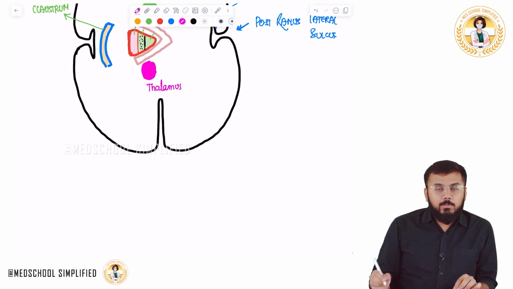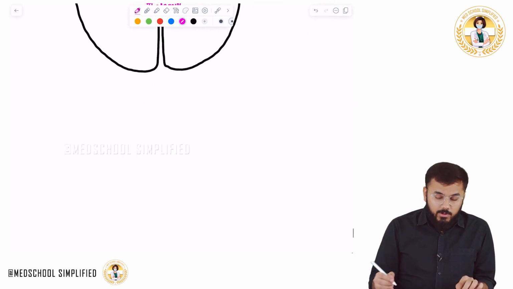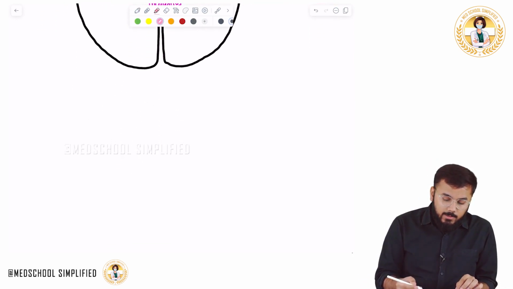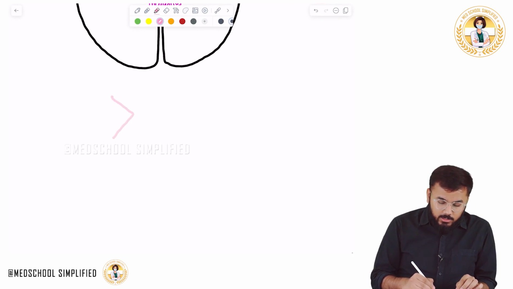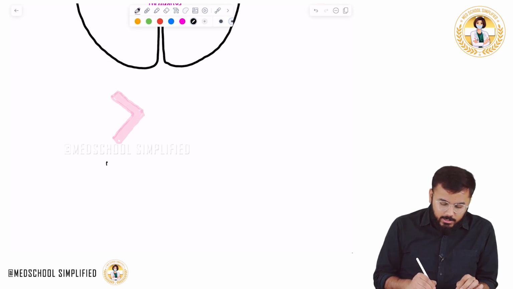Now between the thalamus and the caudate nucleus, you see a structure in the form of an L-shaped structure like this. So this structure which I have drawn here is what is called your internal capsule. Okay, so this structure over here is called your internal capsule.